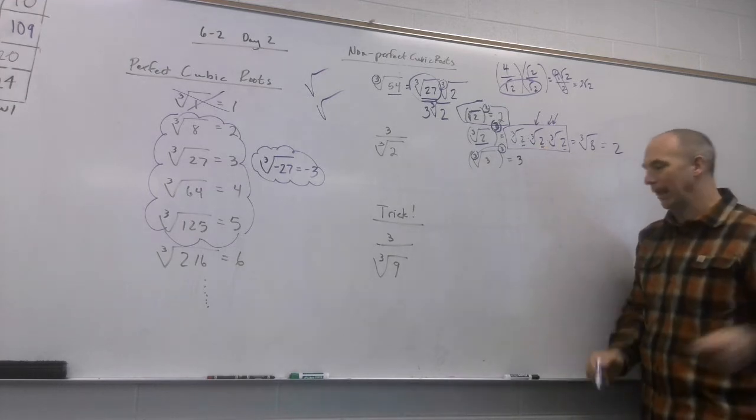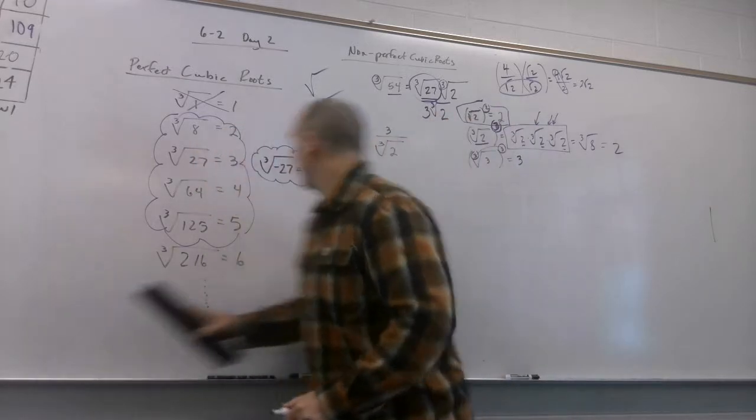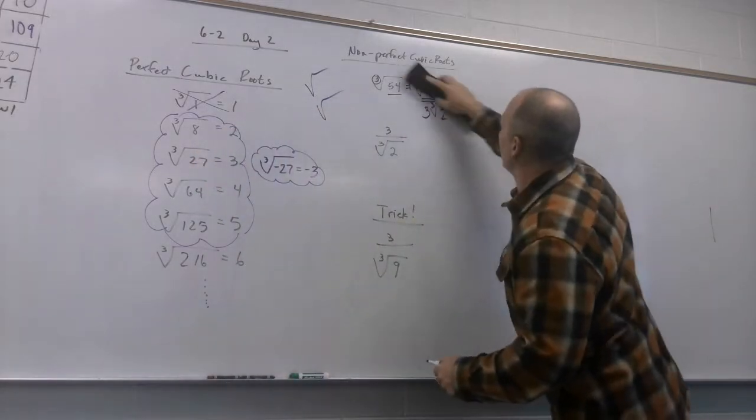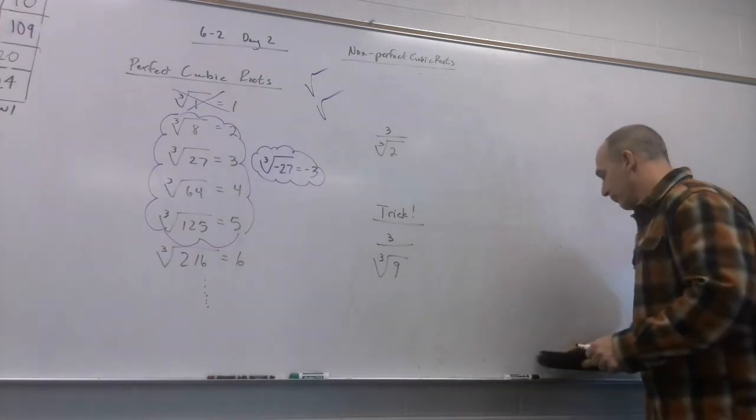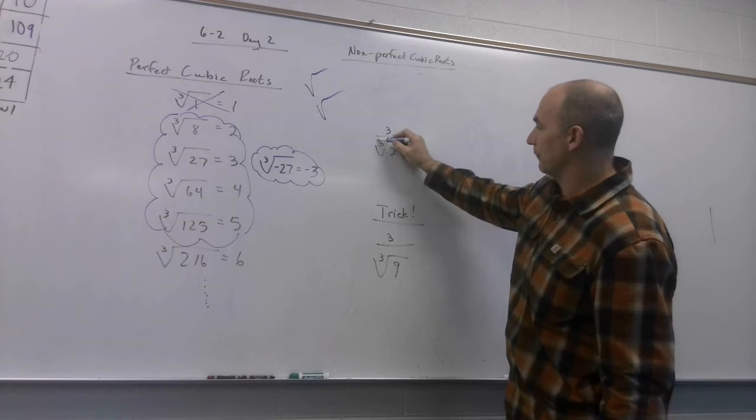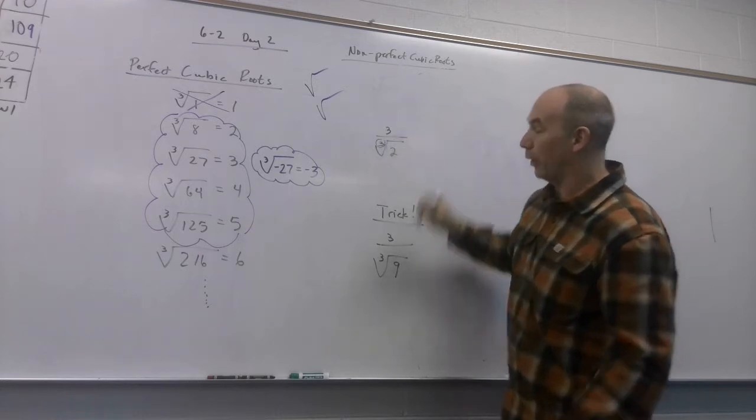Now, with that being said, I'm going to go ahead and erase this. I need a little space here. All right. So we have a problem. We got a radical in the basement. Difference is we got a cubic root. Now, what was our rule?